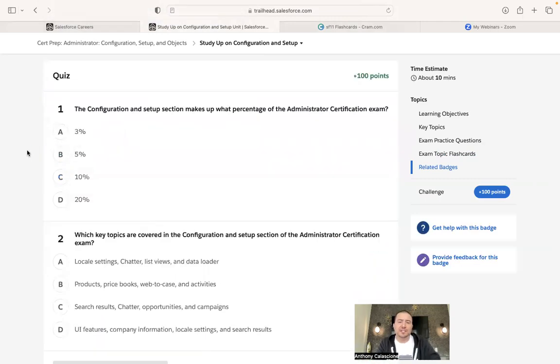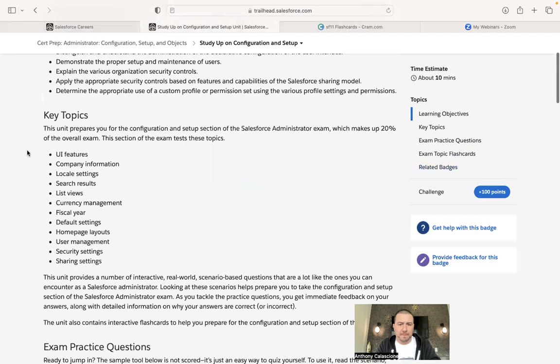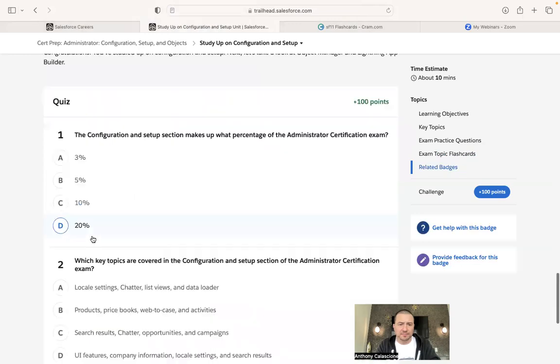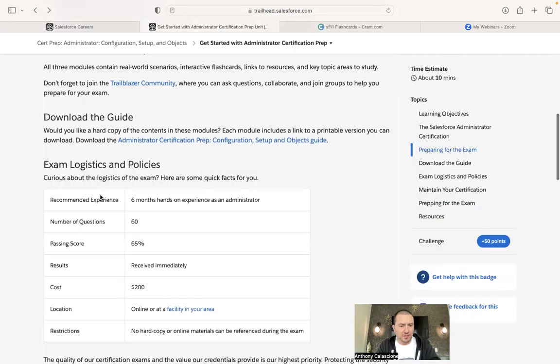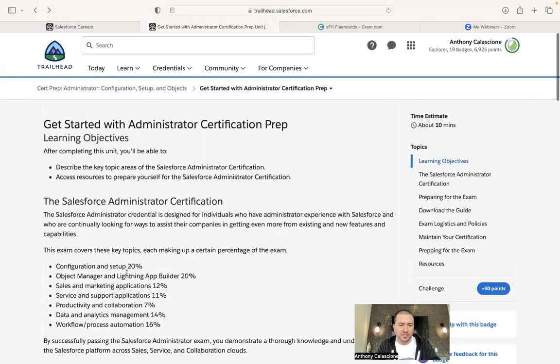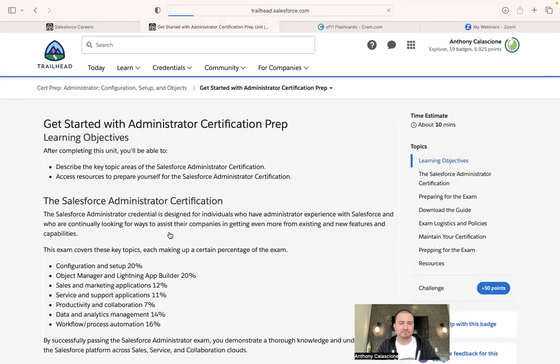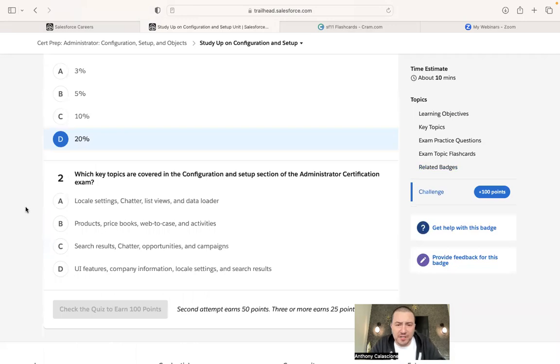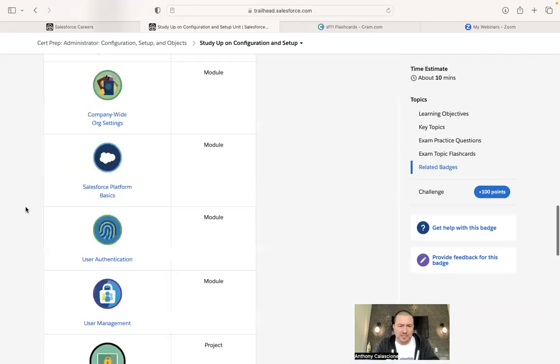The configuration and setup section makes up what percentage of the administrative certification exam? What was that? That was the configuration and setup section. I know where to find that. Configuration and setup is 20%. Which key topics are covered in the configuration and setup section of the administrator certification exam? Where was that said to us?